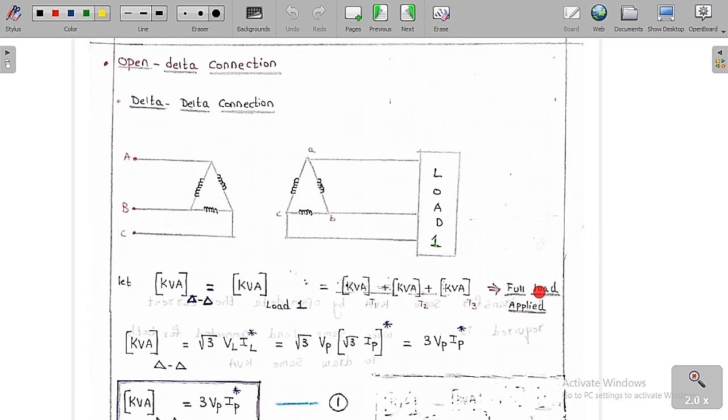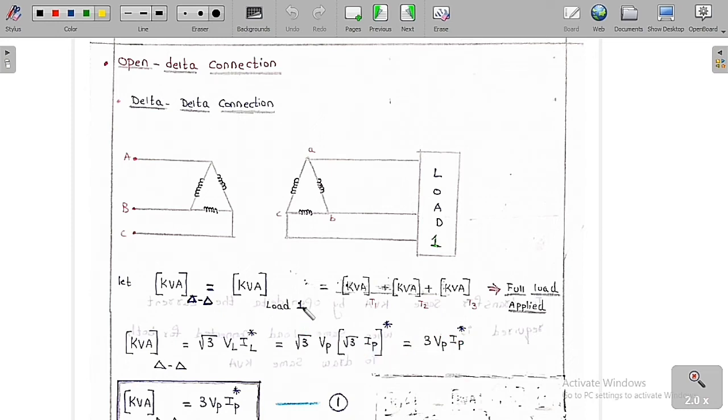Whenever we apply the full load to this delta-delta transformer connection, the kVA of this delta is equal to root 3 VL IL conjugate. Here you can see clearly that line voltage is equal to phase voltage for delta, so Vp, and line current is equal to root 3 times the phase current. So take the conjugate, and root 3 times root 3 gives us 3 Vp Ip conjugate.